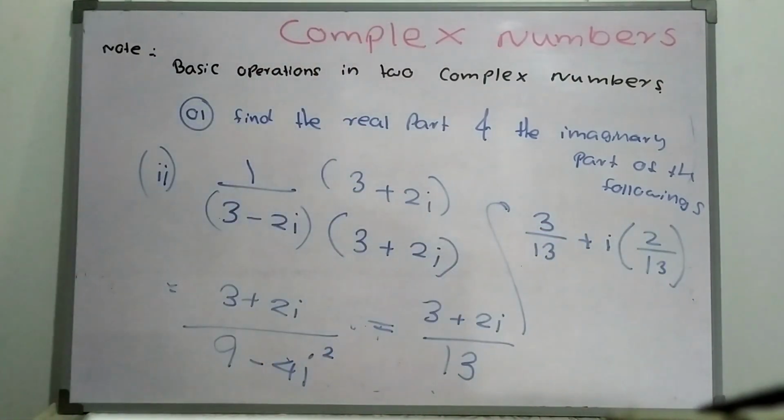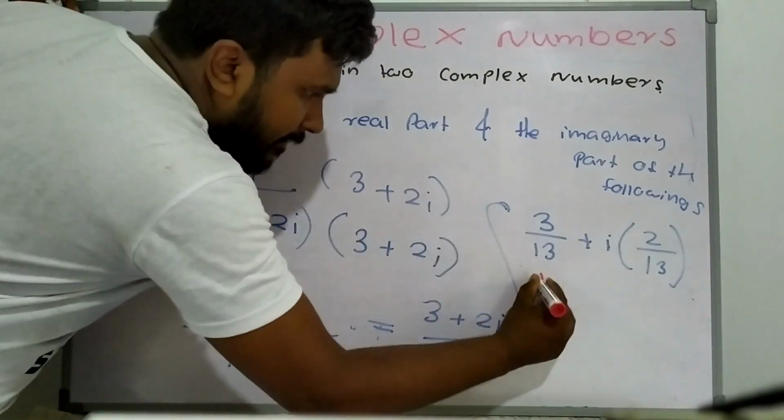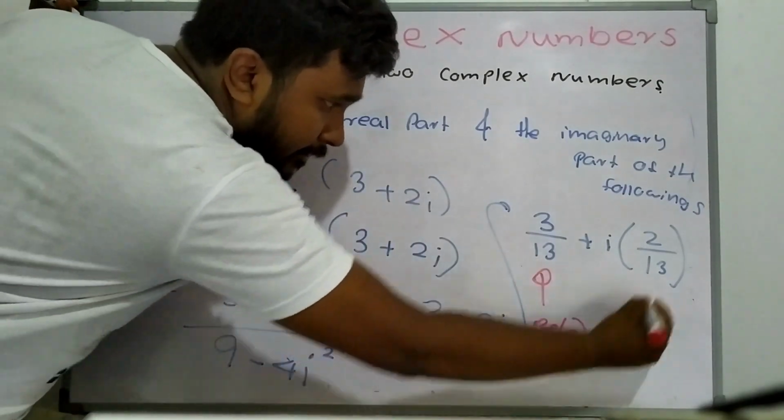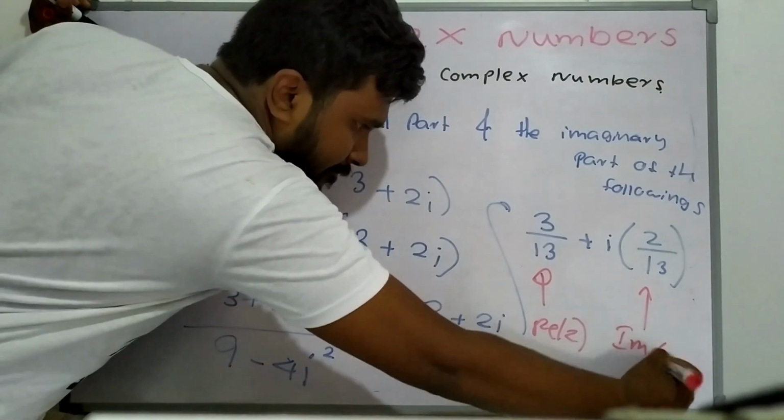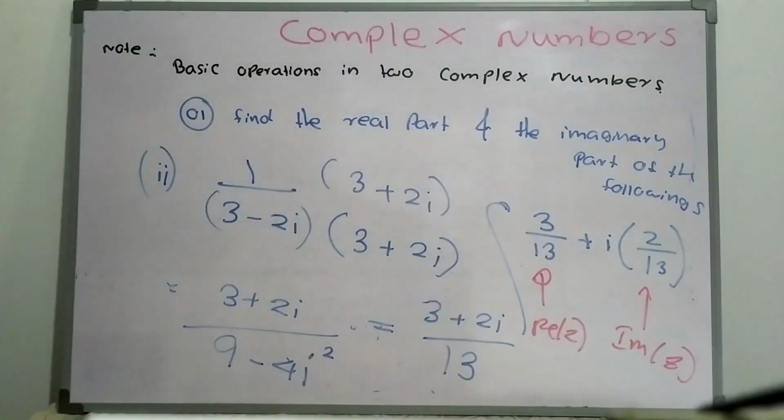So this is the real part, the real Z. This is the imaginary part, the imaginary Z.